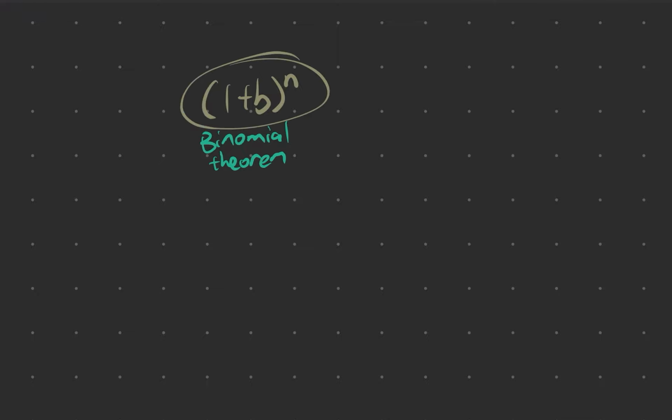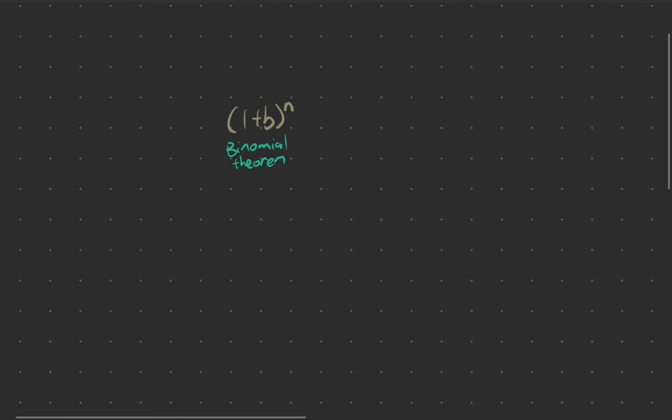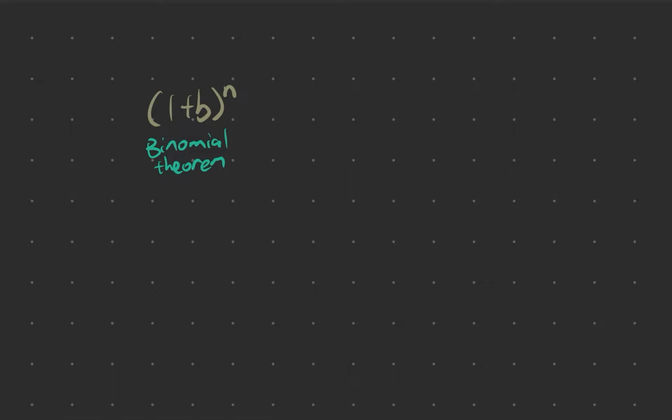So basically today I want to talk a little bit about the formula for (1 + b)^n, which is also part of the binomial theorem. So I'm going to talk a little bit about this formula today. Now I'm just going to do a little visual display here. I'm going to substitute n with numbers. So let's do n equals 0.